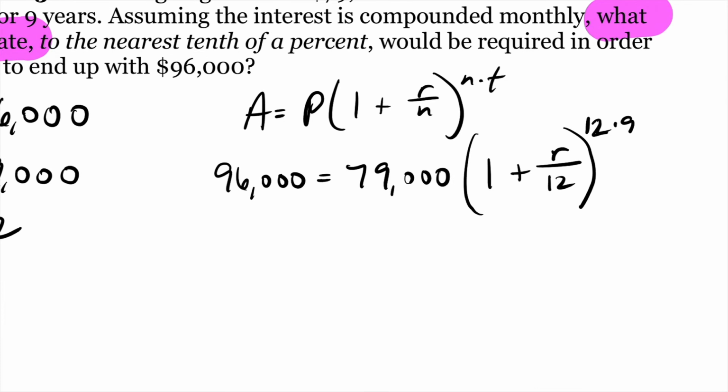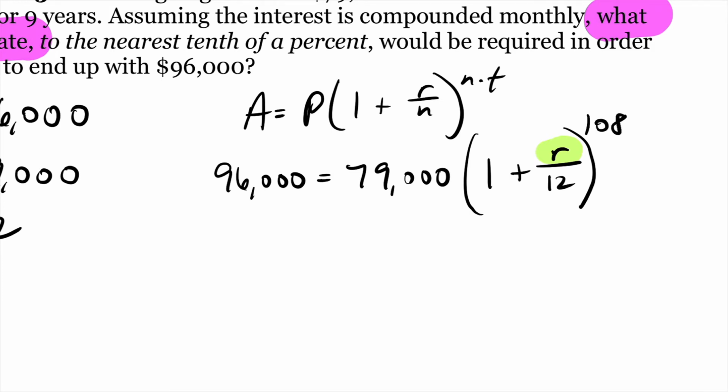Now what we have to do is solve for R. That guy right there. All right, so the first thing I'm going to do is multiply the powers just like we always did. 12 times 9 is a whole number. What is 12 times 9? 108. So I'm going to change that to 108.